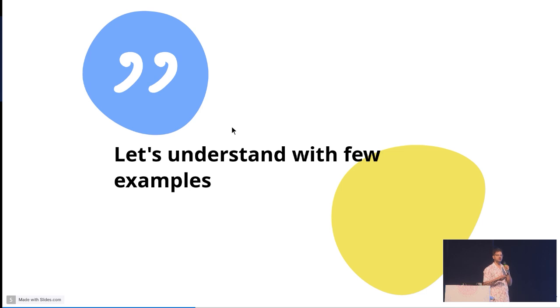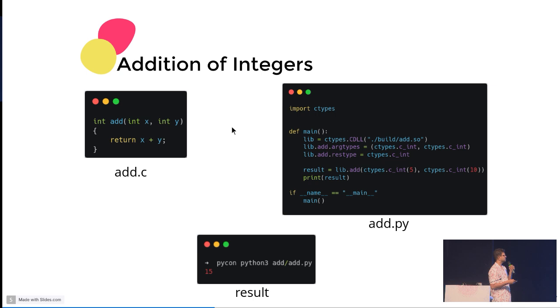So let's see how we can actually use ctypes from Python to integrate with C libraries by looking at a few examples. These are the baby examples, the hello world for using ctypes. Here, in C I've created a simple addition function which just adds two integers, and in add.py, which is a Python file, I'm calling this function.